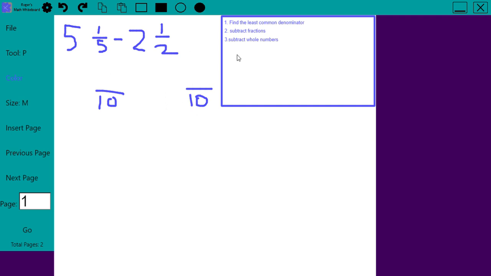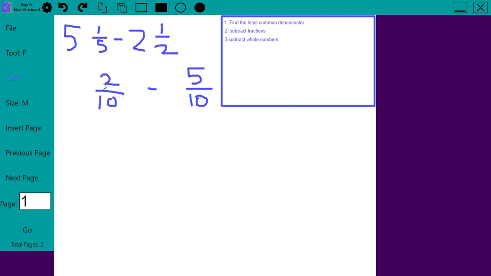Next, you're going to want to subtract the fractions. Before we get there, whatever we do to the bottom, we're going to do to the top. I multiplied 5 by 2 to get to 10, so I'm going to have to multiply 1 by 2 as well, which gives me 2. I multiplied 2 by 5 to get to 10, so I'm going to need to multiply this 1 here by 5 as well, which gives me 5. And then I'll subtract.